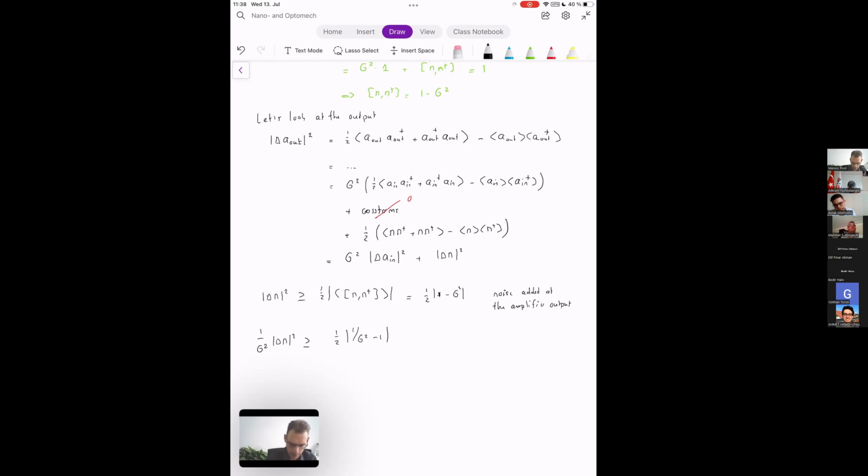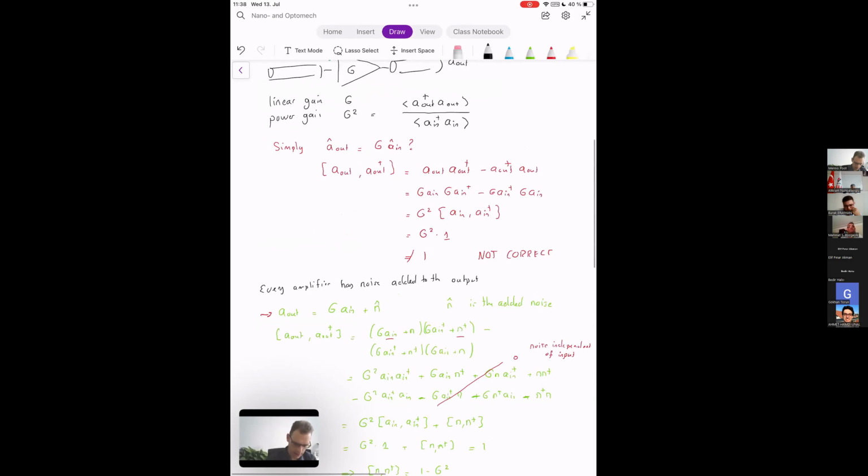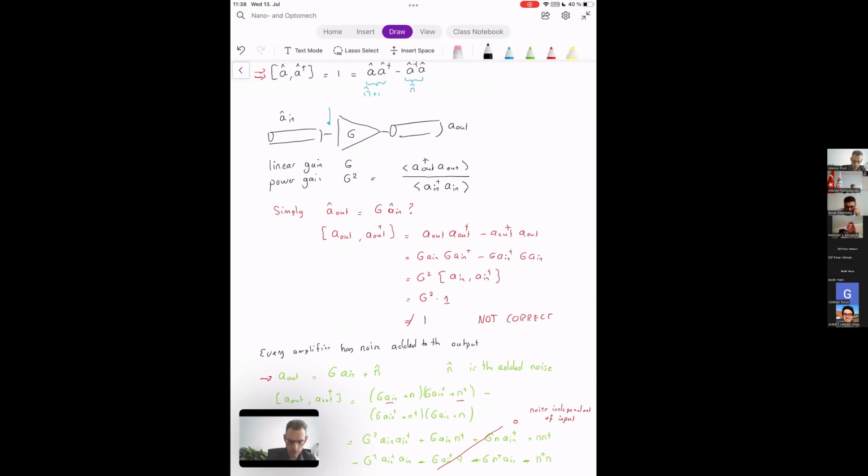Now we see that in this case, the amplifier always adds noise. Well, when I say always, does it always add noise? Only when g is not equal to 1. So we see that an amplifier with g equal to 1 is not adding any noise, but in this case, it is simply passing through the input directly to the output without amplifying it at all. So when g is equal to 1, it is a pretty lousy amplifier.